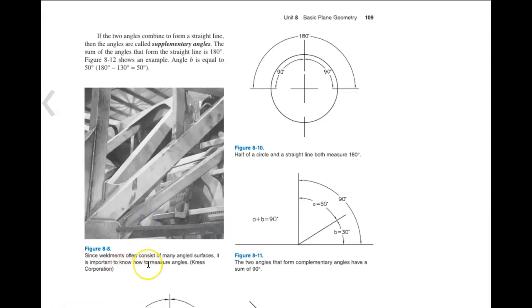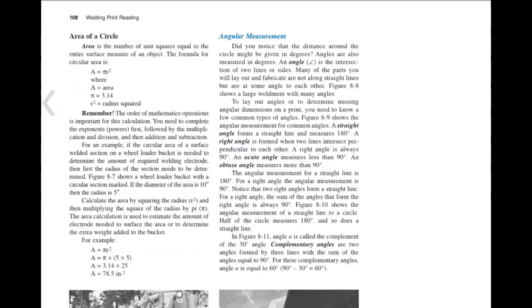Since weldments often consist of many angle surfaces, it's important to know how to measure angles. To lay out angles or to determine missing angular dimensions on a print, you need to know a few common types of angles. Figure 8-9 shows the angular measurement for common angles. A straight angle forms a straight line and measures 180 degrees. A right angle is formed when two lines intersect perpendicular to each other. A right angle is always 90 degrees. An acute angle measures less than 90 degrees, and an obtuse angle measures more than 90 degrees.